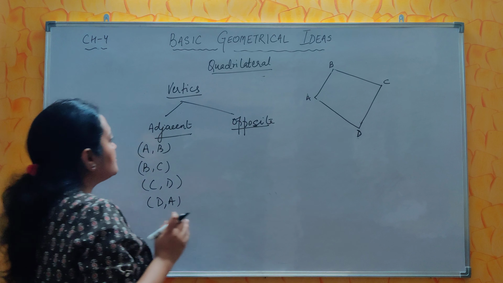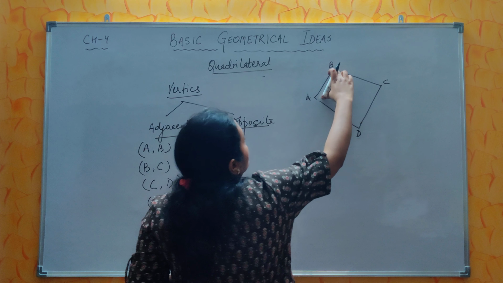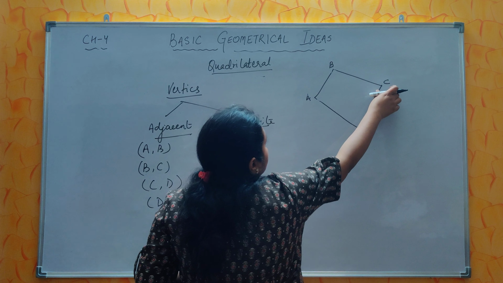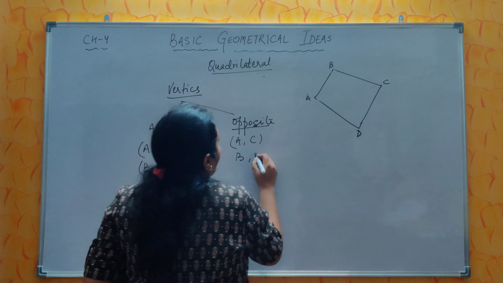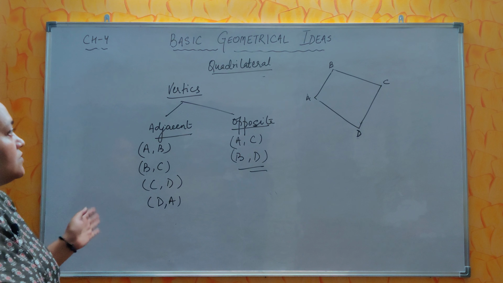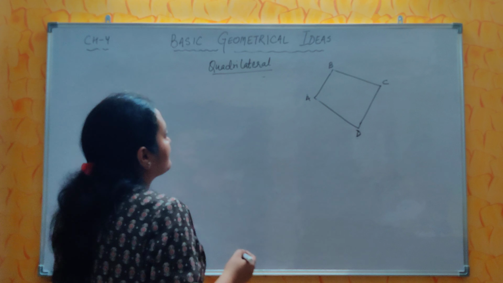So what are opposite vertices? Vertices A and C. This is a pair of opposite vertices, and similarly B and D, this is an example of opposite vertices. Okay, these are the two types of vertices. Let's move on.